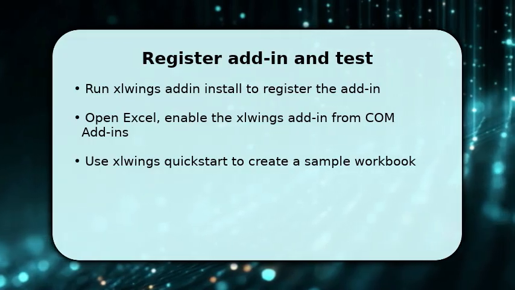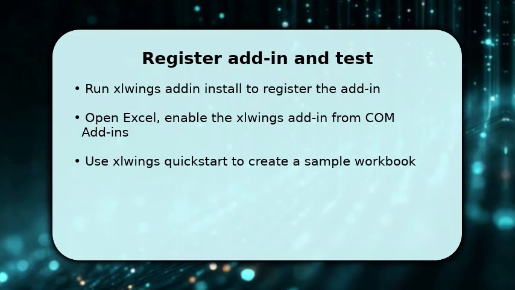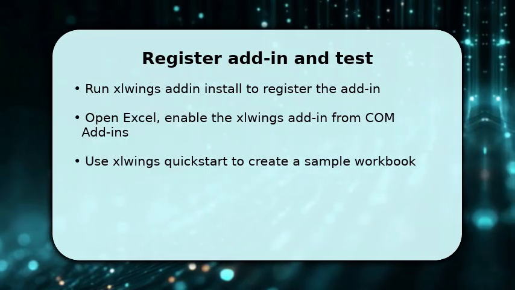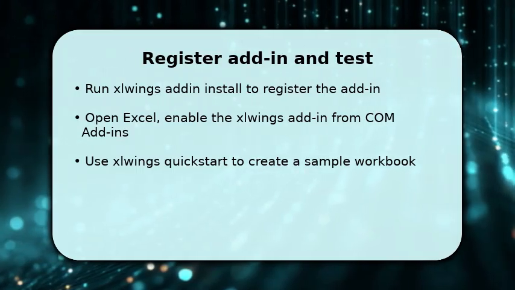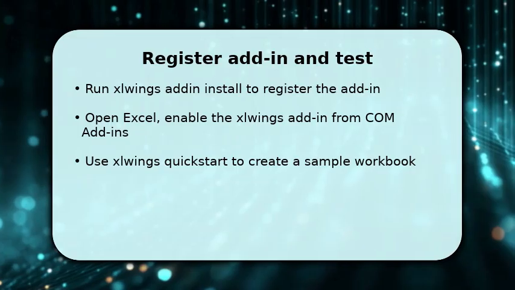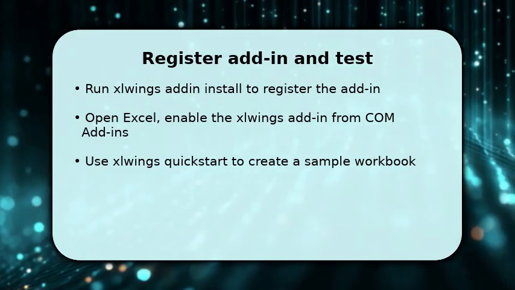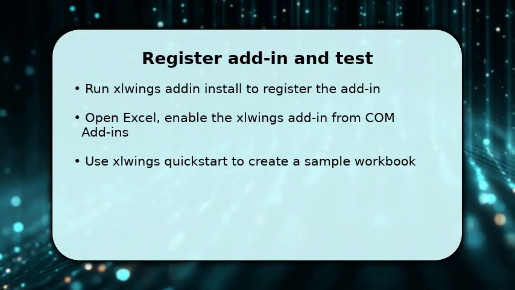This copies and registers the ribbon. After that, open Excel and enable the Xlwings add-in under COM add-ins if it's not active automatically. Next, run xlwings quickstart MyProject to generate a sample workbook and Python script you can edit.